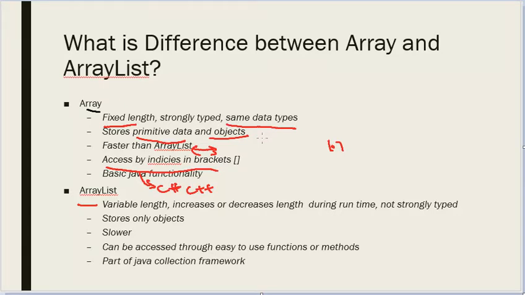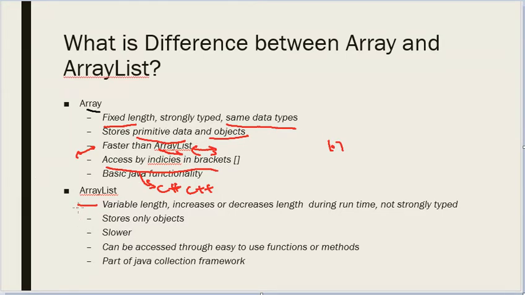Array lists have a variable length. Of course, they can increase or decrease the length depending on if you add an object or if you remove an object. And of course, that's why they are slower than the arrays, because every time you add an object, you have to copy all the contents of an array list into another array list, and that's how the size increases. So the number of operations is a lot in copying from one array to another whenever you add or remove an object. That's why they are slower than arrays.